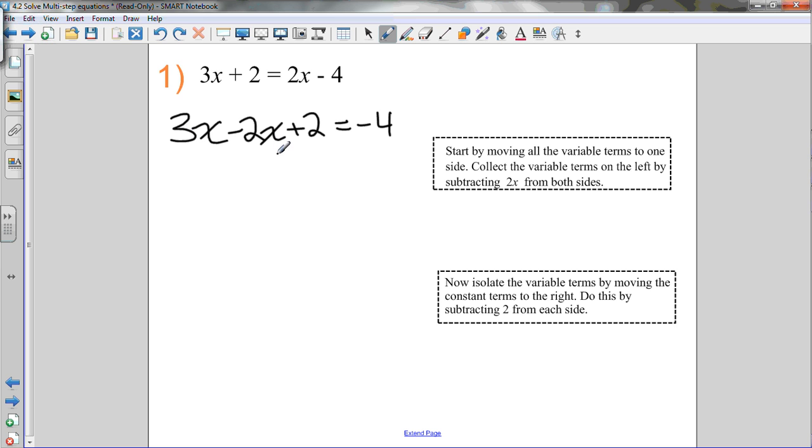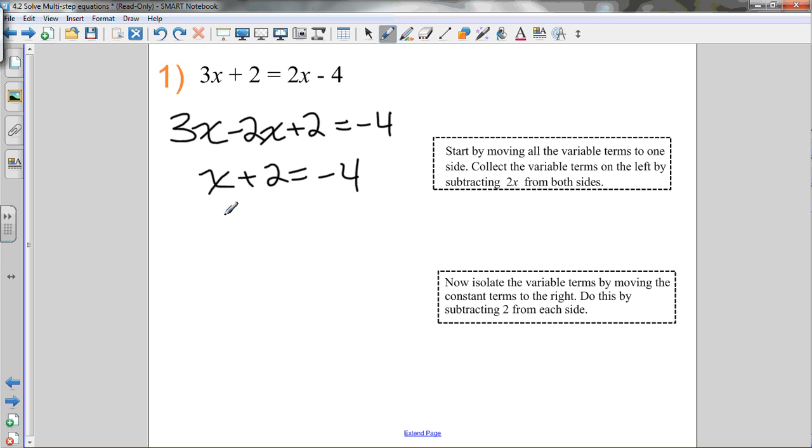Now that these are on the same side of the equation, I can collect them together. You can't collect like terms together until they're on the same side of the equation. So now I have a 3x minus a 2x. That gives me 1x. I still have the plus 2 equals negative 4.